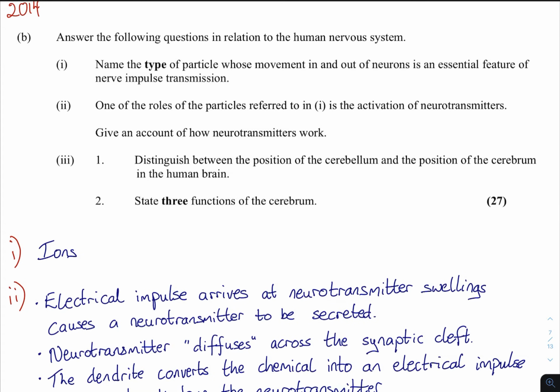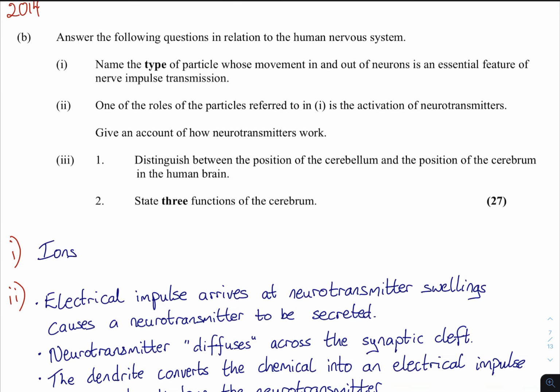Name the type of particle whose movement in neurons is an essential feature of nerve impulse transmission. Ions. Potassium ions to be precise, but there's more to it than that. I wouldn't go into huge amount of detail here, guys. It's too complicated.